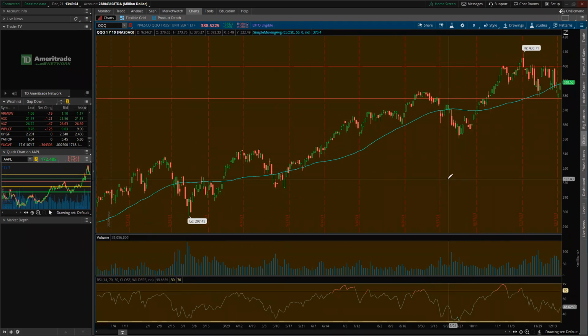So the first thing that we want to do is define what is a gap. A gap is any space that you see between prices. So for instance, right here on the daily time frame, we have a gap between this price and that price. Let's see if we can find another one. Here's a gap from this price to that price. And what we're looking for is opportunities to fill that gap.